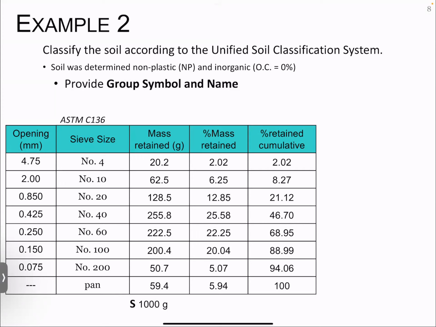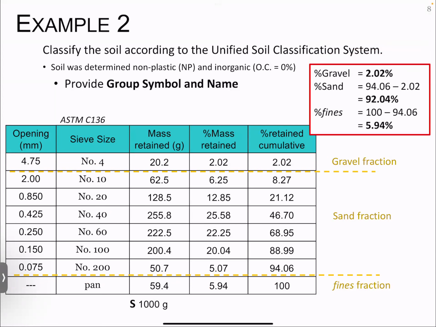But then what we want to look at is the percent cumulative retained. So at the number 4 sieve, 2.12% is greater than it. At the number 200 sieve, 94% is greater than it. What we want to plot though is the percent passing, which is just 100% minus that retained. So this is how we find our percent gravel, our percent sand, and our percent fines. From this, as we'd said before, percentage-wise, our gravel is 2%, our sand is about 92%, and then our fines is 5.9 or about 6%.